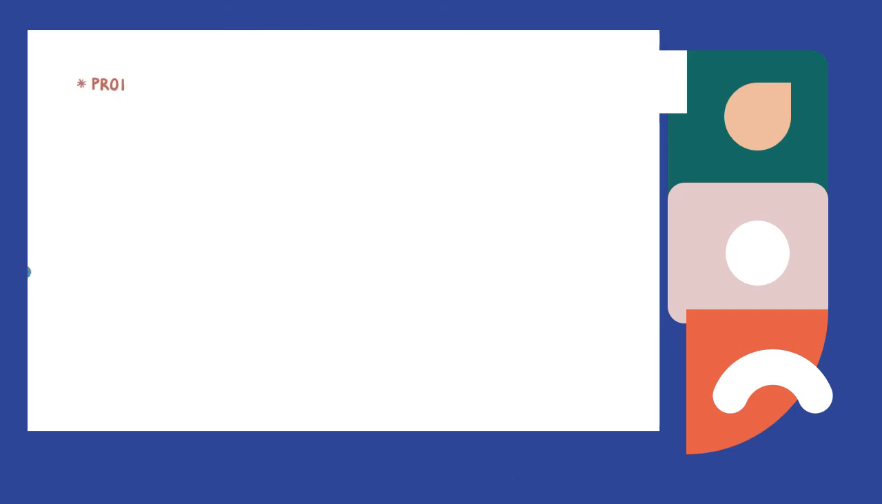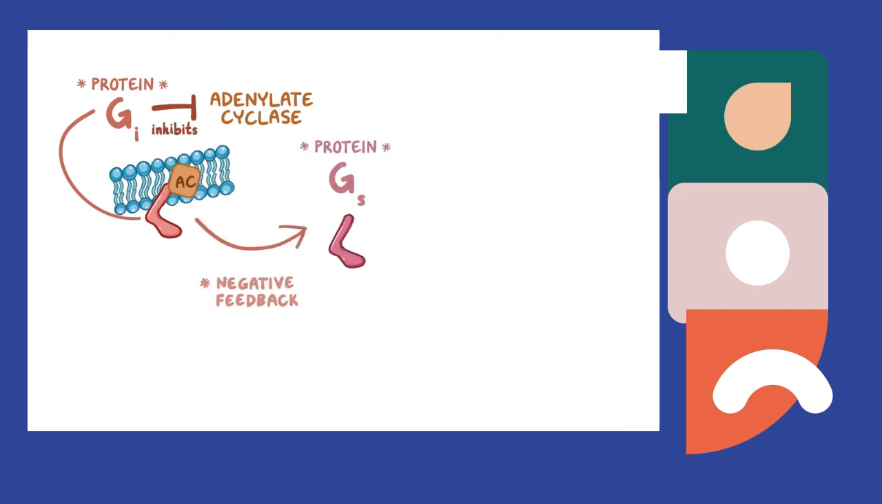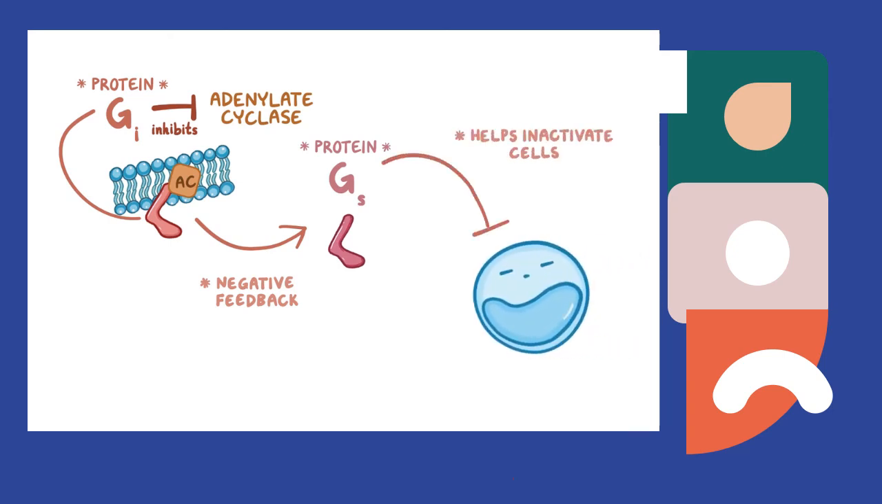Finally, there's the protein GI, which is also bound to adenylyl cyclase, but in this case, it inhibits it, causing negative feedback on protein GS. This is particularly important in helping to inactivate cells.